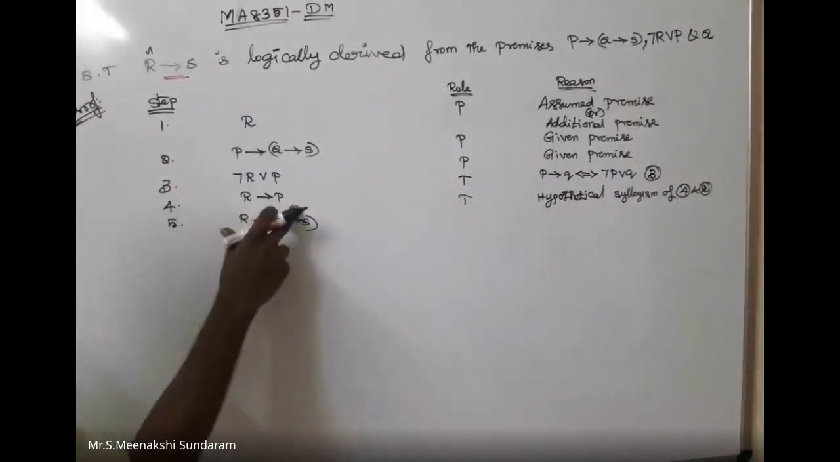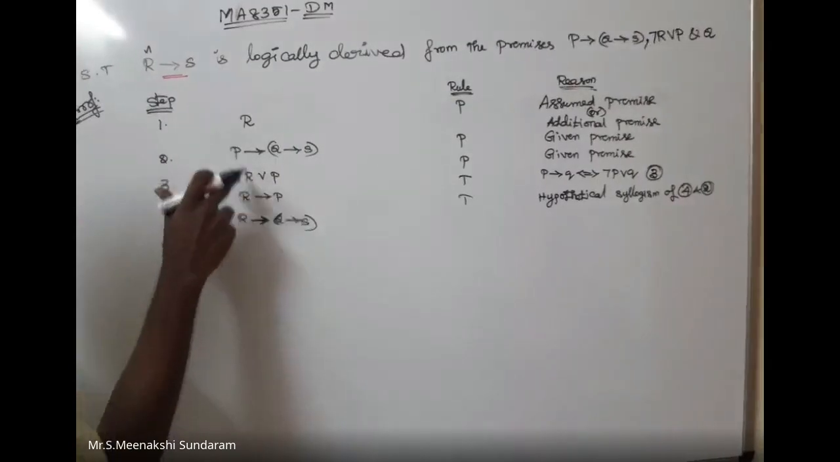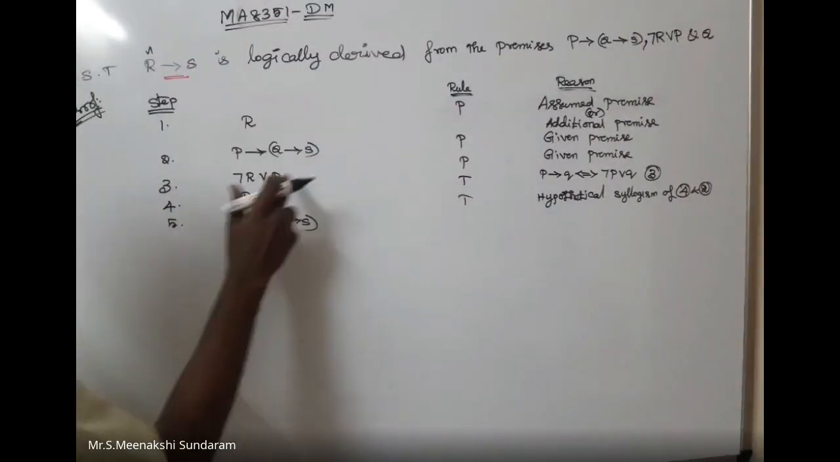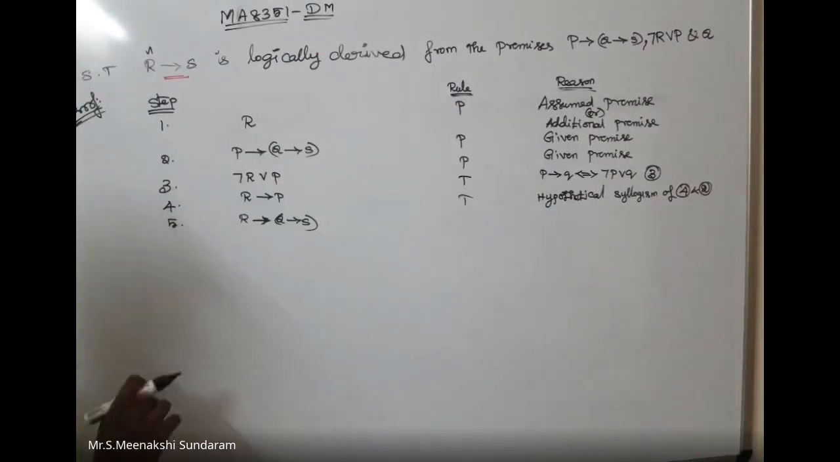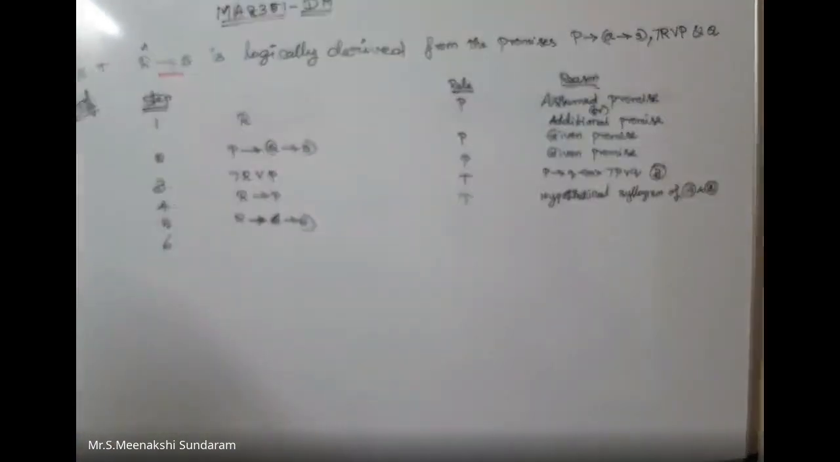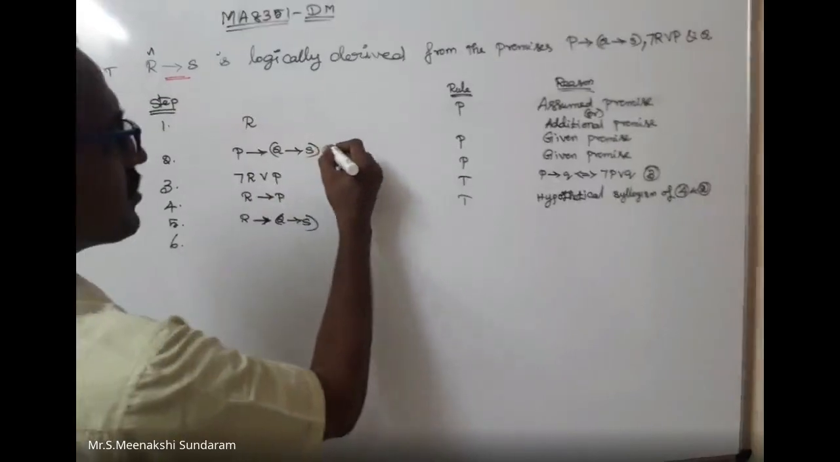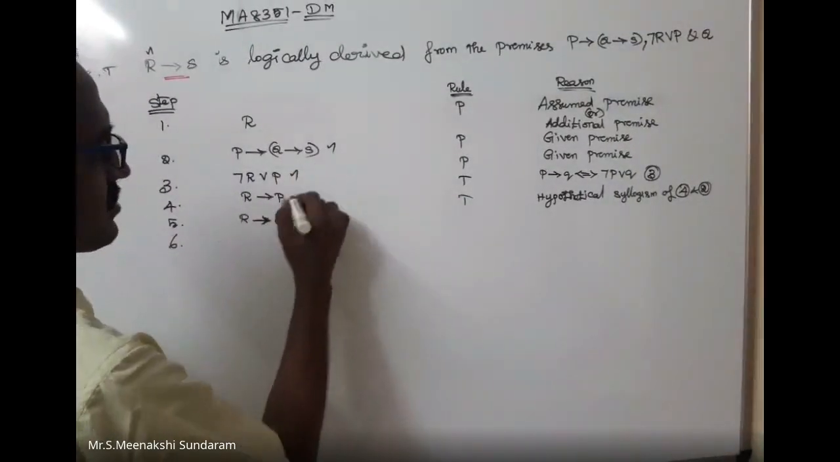R to P, P to some other value. Then directly we can reach this one. Okay. Again, now we can use any other formula. So this we can use, this is also I can use, this is also I can use.